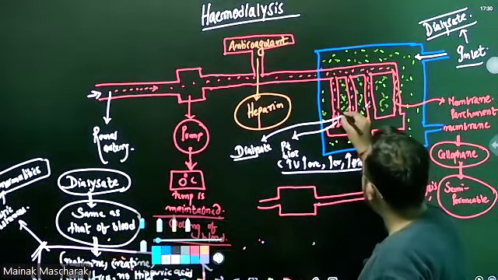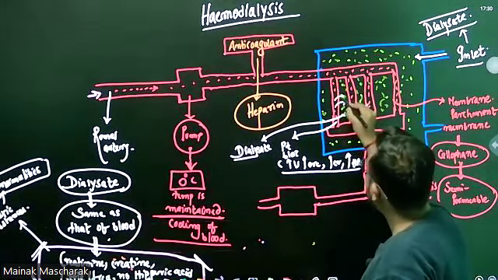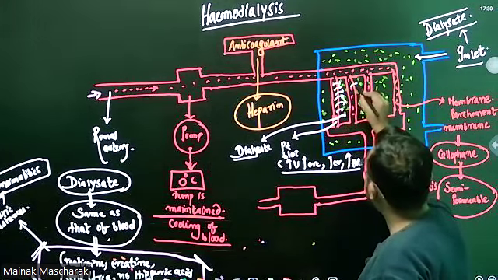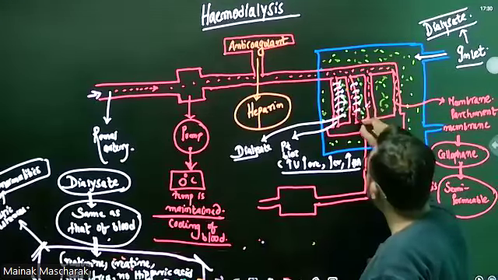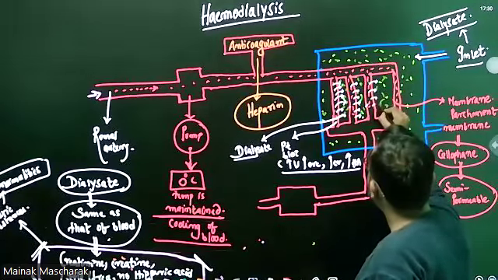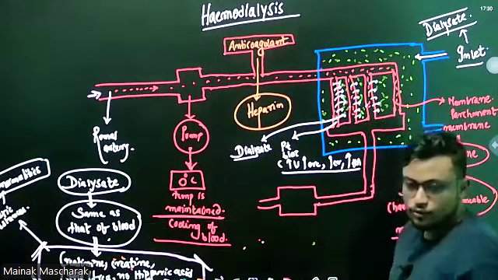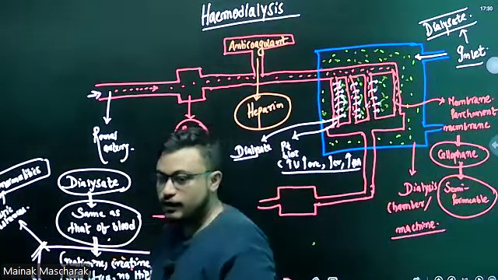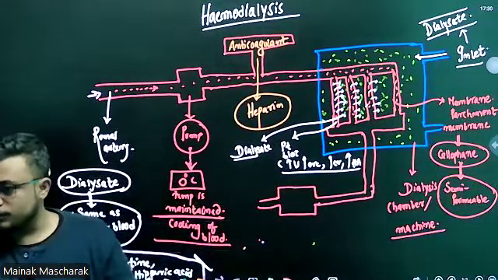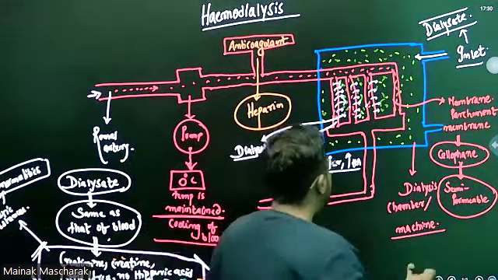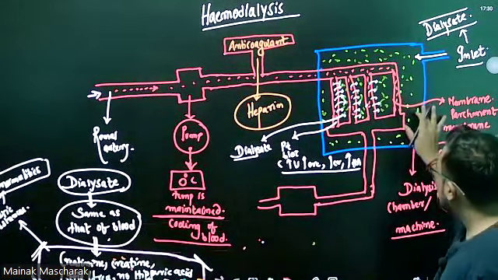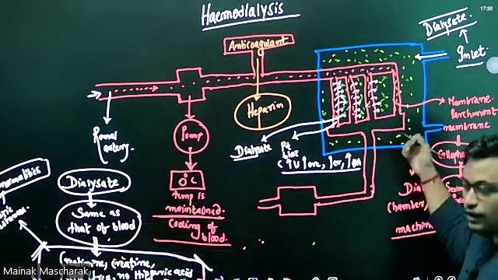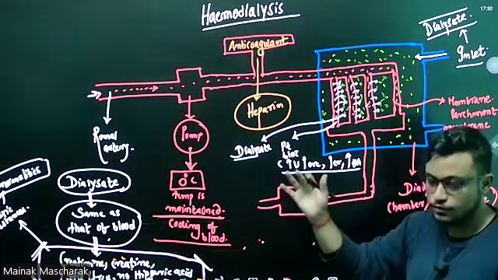So blood से all the toxic substances will be diffused out into the dialysate fluid. Yes or no? And then the dialysate fluid will be filled with toxic substances, and blood will get relieved of the toxic substances. Yes or no? Now the dialysate fluid is filled with all the toxic substances. Yes or no? Now the dialysate fluid has to be removed.